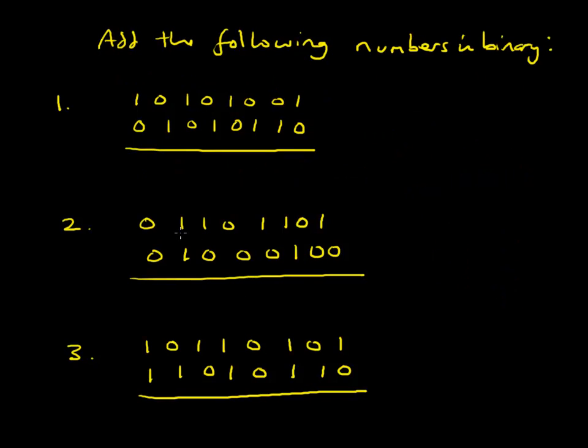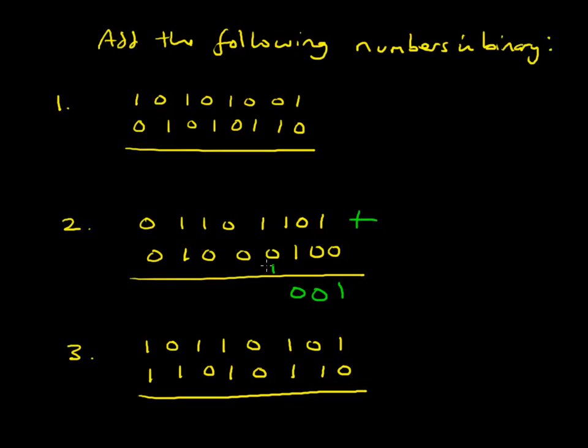So the second problem here, we're adding again, so 1 plus 0 is 1, 0 plus 0 is 0. 1 plus 1, this time a little bit harder. 1 plus 1 is 2, but we don't have 2 in binary. 2 is represented by 1, 0, so carry the 1 and a 0.